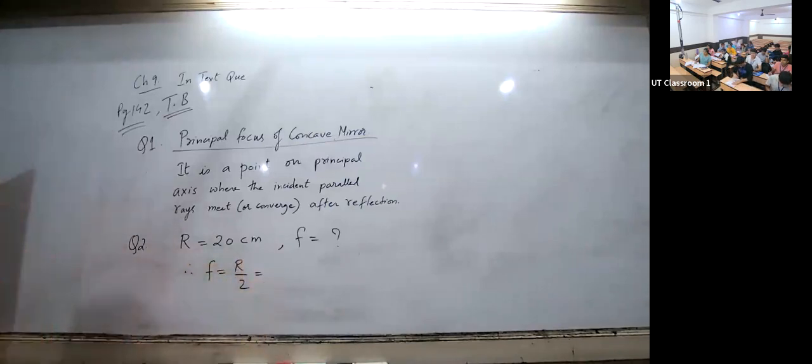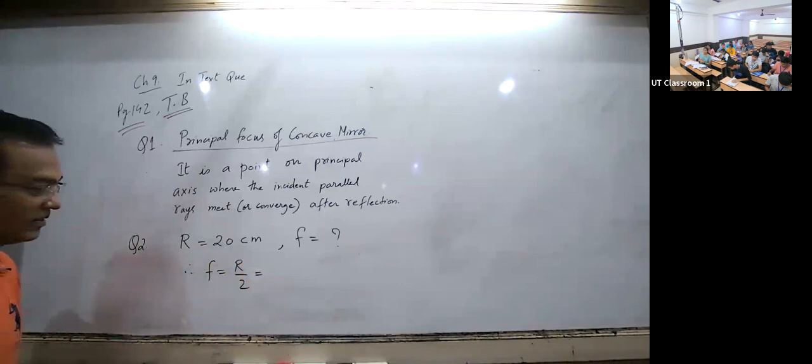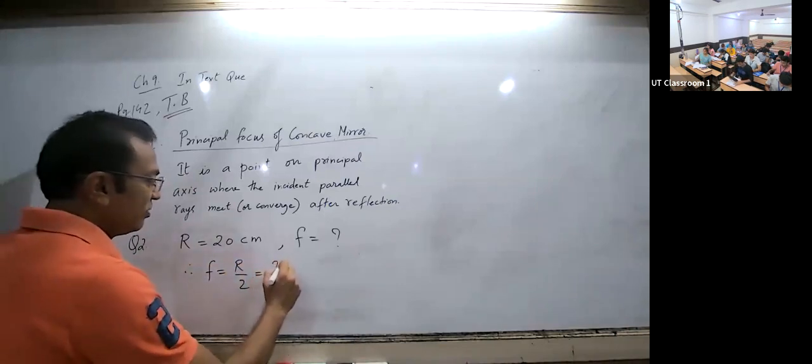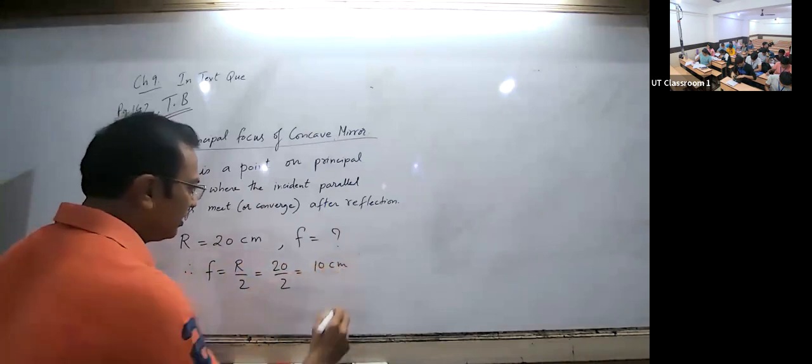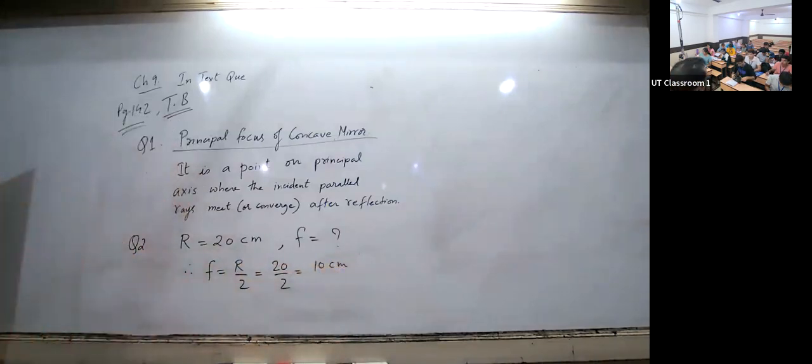It's not even a few weeks and it's going out of your minds. So practice and taking tests regularly is a must. 20 divided by 2 is equal to 10 centimeters. Shall we give a sign here? Not necessary, because there is no information about the mirror. It just says spherical mirror. It could be plus or minus 10, but it is not required to mention the sign here.